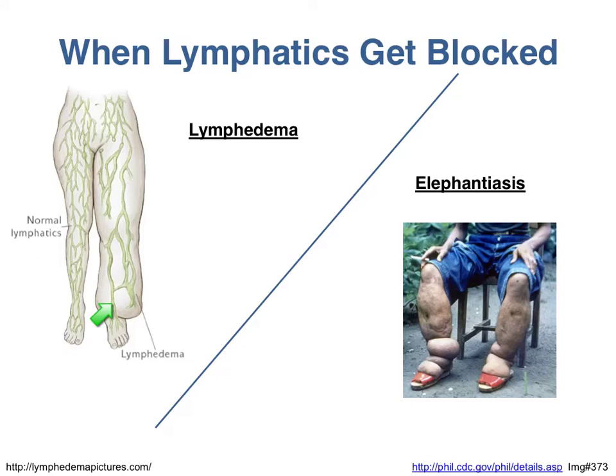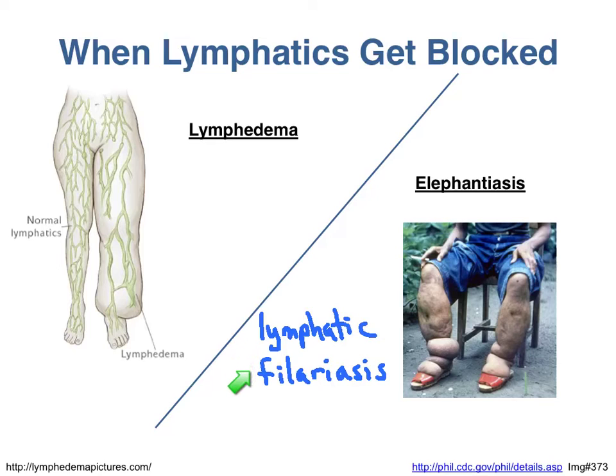One severe form of lymphedema is called elephantiasis. Elephantiasis is also known as lymphatic filariasis. It's caused by a parasitic worm found in tropical regions. These worms get trapped in the lymphatic system, blocking drainage. The immune response to these worms can cause scarring, further blocking drainage. You get massive fluid accumulation and inflammation that can lead to thickening and hardening of the skin.